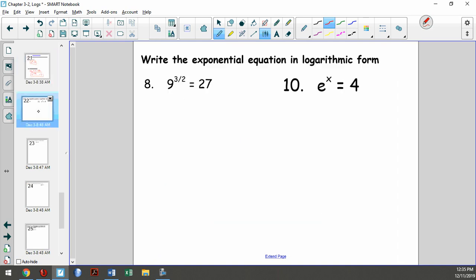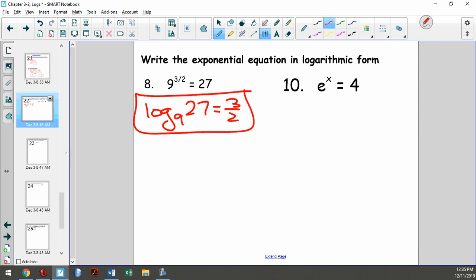Next, 7 through 10. It says write the exponential equation in logarithmic form. So now I'm going the opposite way. I give the exponential, you write the logarithm. So how do I write 9 to the 3/2 is equal to 27 as a logarithm? Log base 9 of 27 equals 3 over 2. Very good. That is number 8.